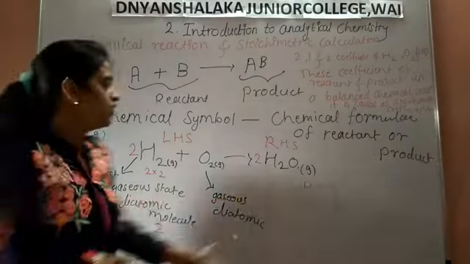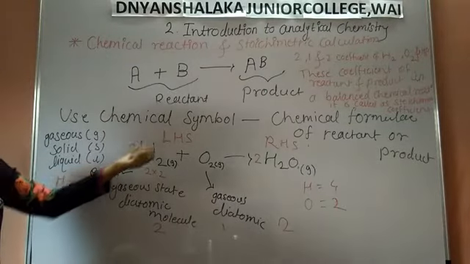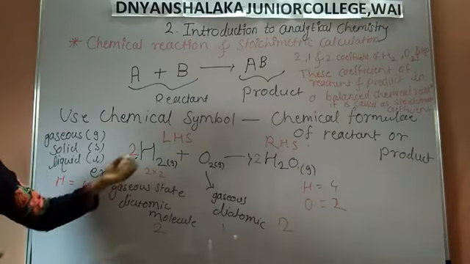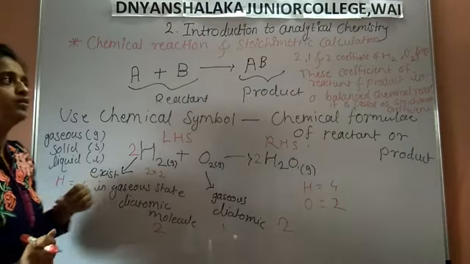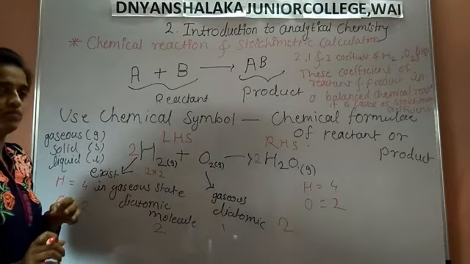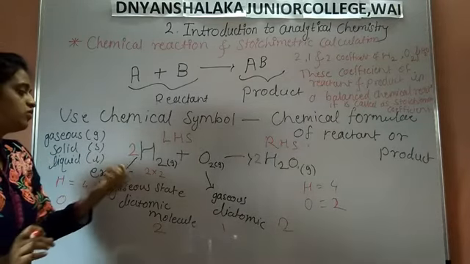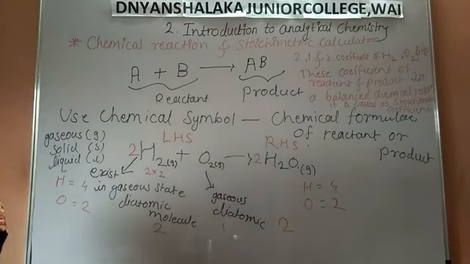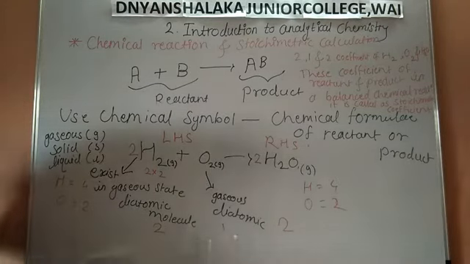In this reaction, we put up whole numbers 2, 1 and 2. So these are the coefficients of hydrogen, oxygen and water molecule. These coefficients are used in a balanced chemical reaction or balanced chemical equation. So this is called the stoichiometric coefficient.